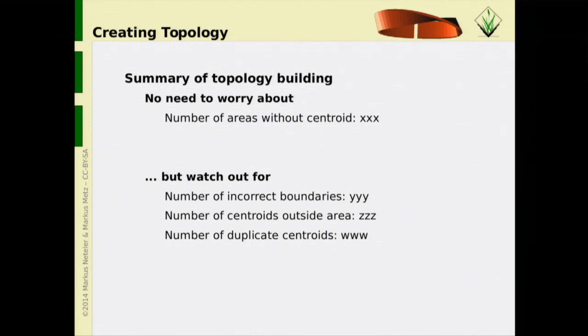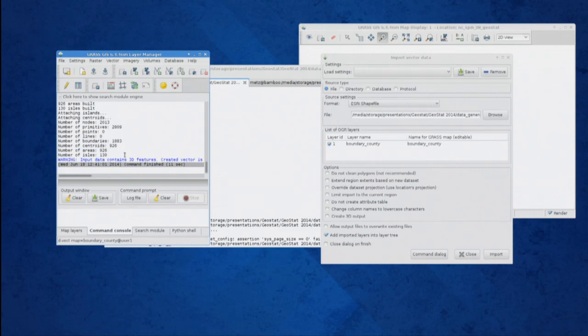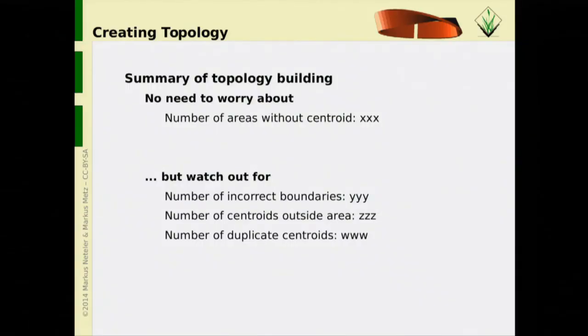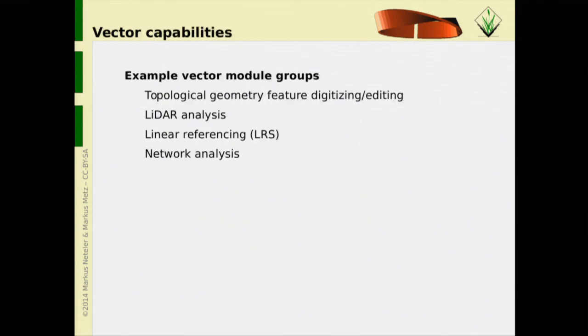If something like this happens, number of incorrect boundaries, centroids outside area, duplicate centroids, and so on, there would also be a warning, and in this case it would be printed in blue: warning, something is going wrong. And then if you don't know what to do, ask on the GRASS user mailing list, or follow the suggestions of the module. There would usually be a hint what to do now.